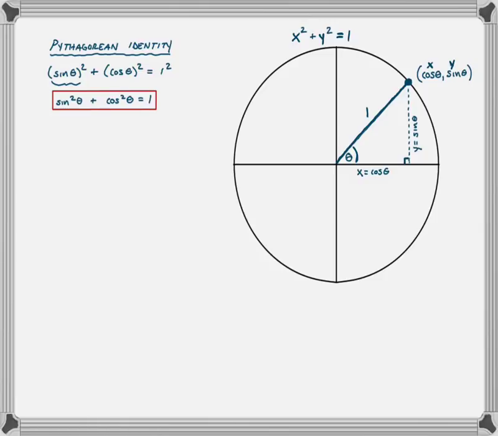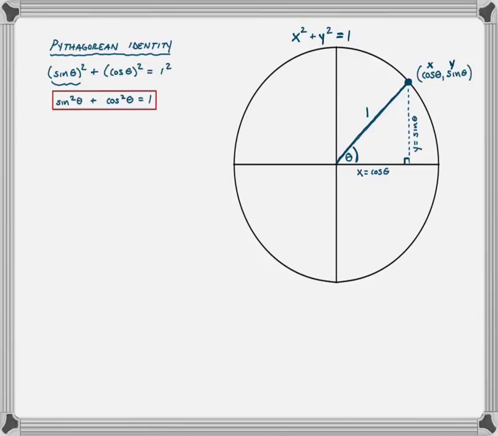The reason the squared goes in between the sine and the theta is because the angle isn't being squared. Instead of having to write the entire sine of theta in parentheses with the squared outside, we write it as sine squared of theta, which means the exact same thing. It's just a lot cleaner and faster way to write it. So this identity, sine squared of theta plus cosine squared of theta equals 1, is one of the most important trig identities that we'll deal with.